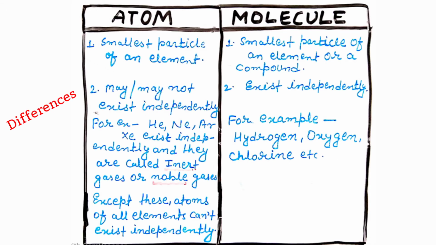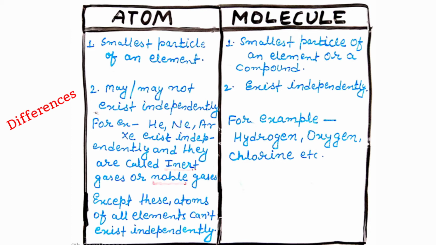Dear students, if you are thinking about the definition of atom and molecule, they look little similar. So, I want to make it clear by giving the differences between them. See here. What is exactly atom? Atom, the smallest particle of an element, and in case of molecule also, the smallest particle of an element. This sentence is similar in both. But come to the next point.